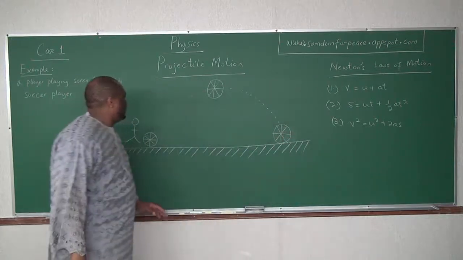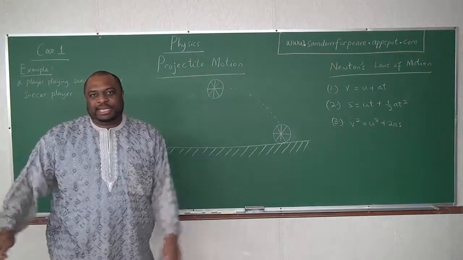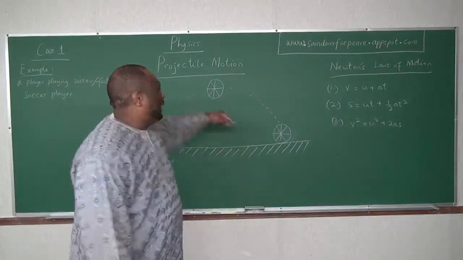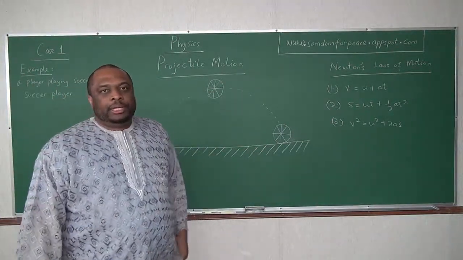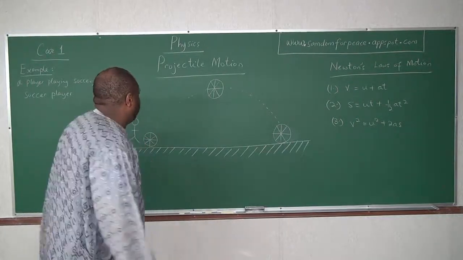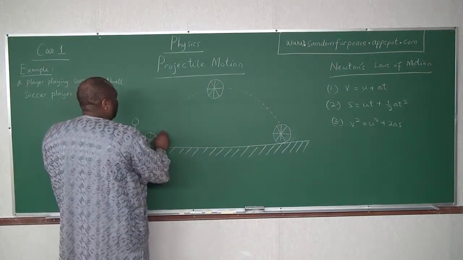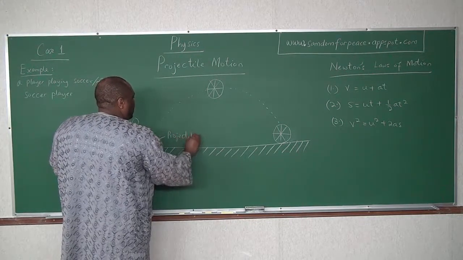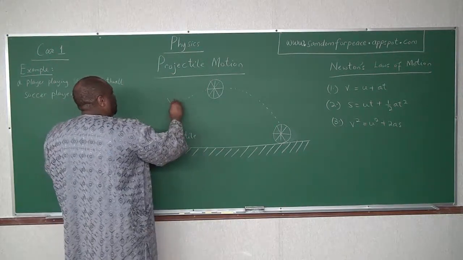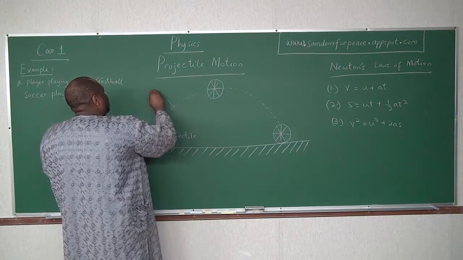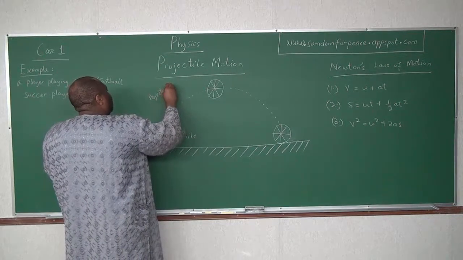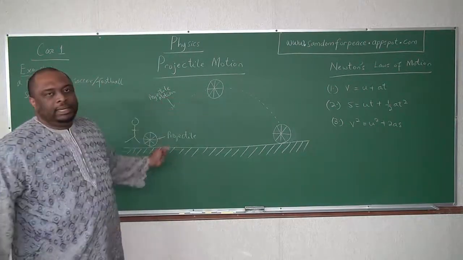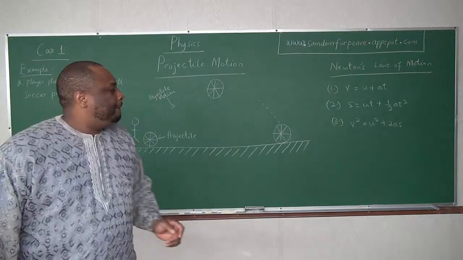Okay? So you see, it is not a straight path motion. It is curved, parabolic, like a parabola. So the ball here is the projectile. And then the motion is the projectile motion, the motion of a projectile.